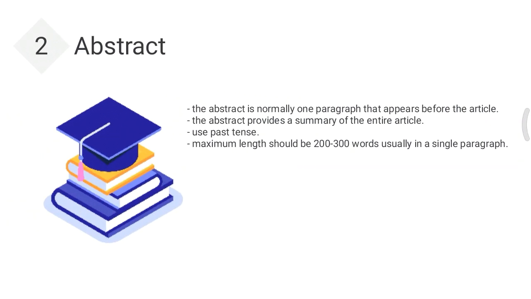The second is abstract. Abstract is normally one paragraph that appears before the article. It covers the major aspects of the entire paper in the following prescribed sequence. The questions you investigate from the introduction; state the purpose very clearly in the first or second sentence. Write your abstract in past tense. Maximum length should be 200 to 300 words, usually in a single paragraph.